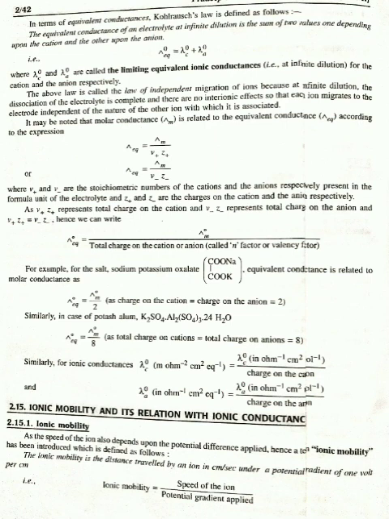Next heading 2.15, ionic mobility and its relation with ionic conductance. Heading 2.15.1, ionic mobility. As the speed of the ion also depends upon the potential difference applied, hence a term ionic mobility has been introduced, which is defined as follows. The ionic mobility is the distance travelled by an ion in centimeter per second under a potential gradient of 1 volt per centimeter. That is, ionic mobility is equal to speed of the ion upon potential gradient applied.